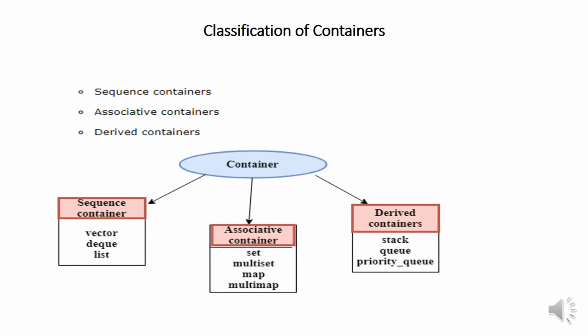So from those different types of containers, we classify the containers into three different types: sequence containers, associative containers and derived containers. The sequence containers consist of vector, dq and list. Associative containers consist of set, multi-set, map and multi-map, and the derived containers consist of stack, queue and priority queue.